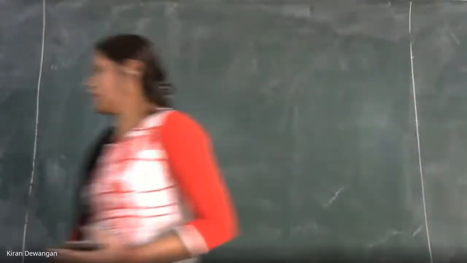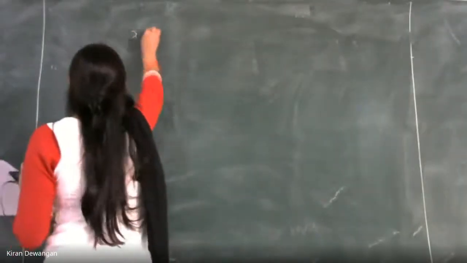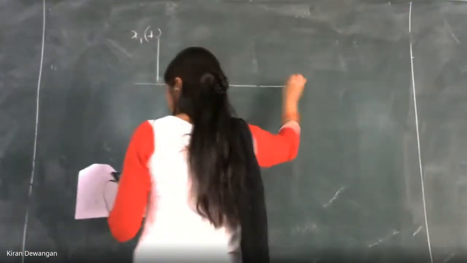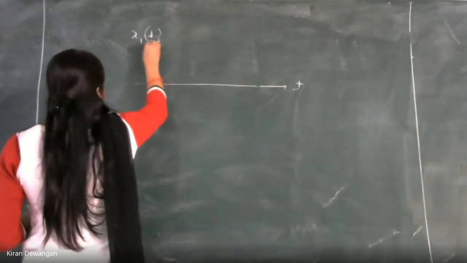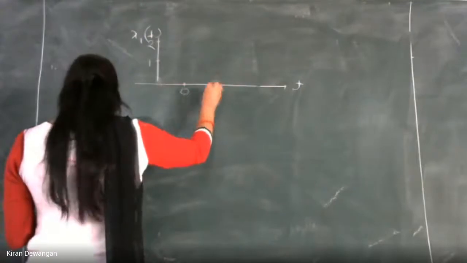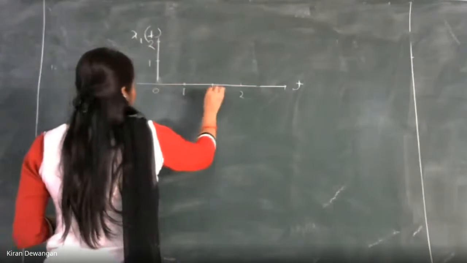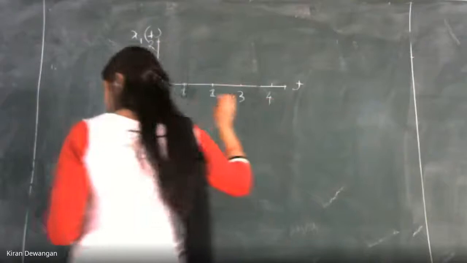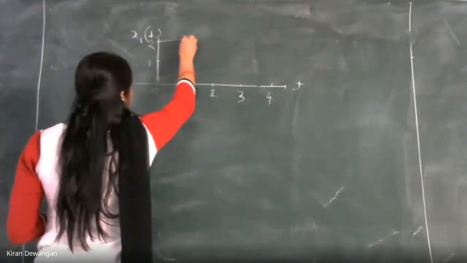So we'll continue with the topic, and we were solving one question. The addition of the signal x1(t) was given. x1(t) is given as 1, 2, 0, 1, 0, 1, 2, 3, 4. This is x1(t) and it is plotted as 2.